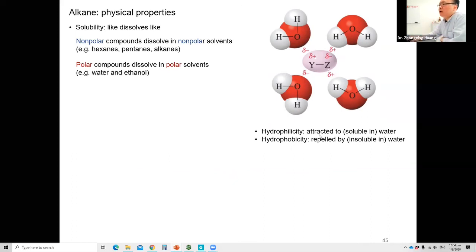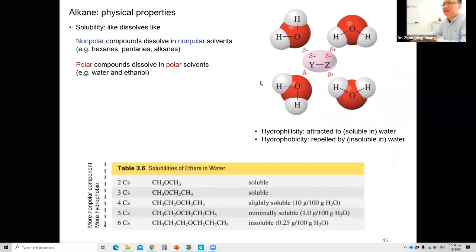So when we say the compound is attracted to water, we call it hydrophilicity or hydrophilic. And if it's repelled by water, it's hydrophobic, okay? This is important, especially when you try to learn some biochemistry. There are some interactions, and which kind of molecule dissolves, which kind of molecule doesn't dissolve, just keep that in mind. And this is an important chart.